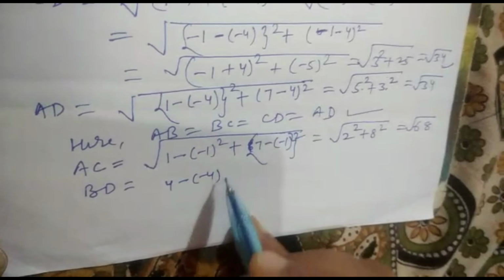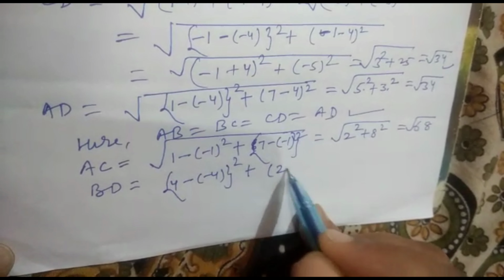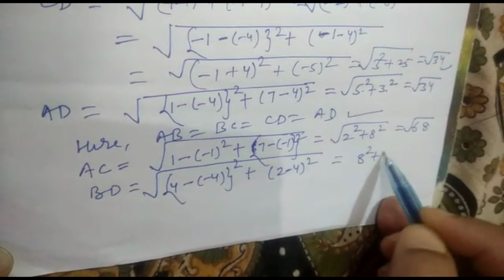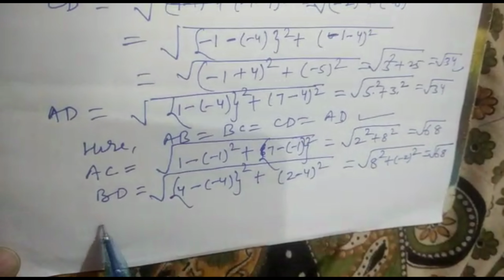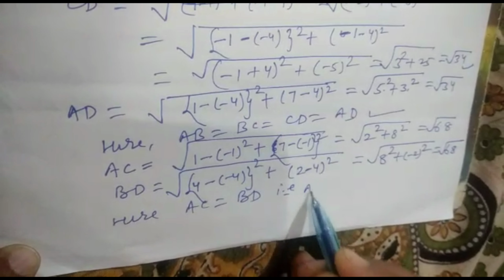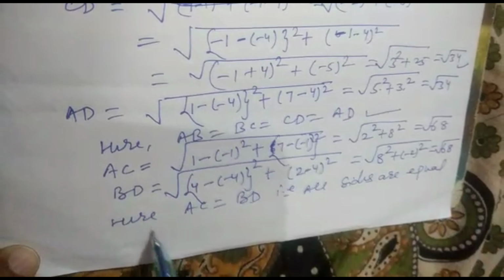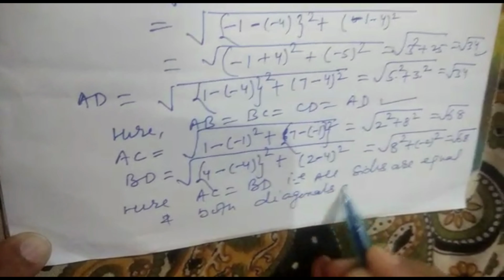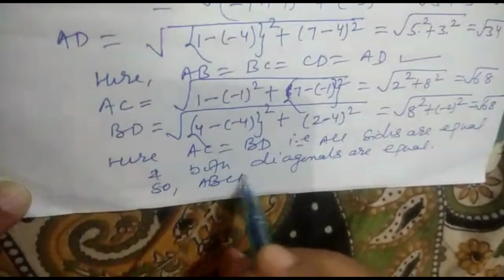BD equals (4 minus -4) square plus (2 minus 4) whole square. This is 8 square plus (-2) square. So 64 plus 4, this is also 68. So here we see AC is also equal to BD. That is, all sides are equal and both diagonals are equal. So we can say ABCD is a square.